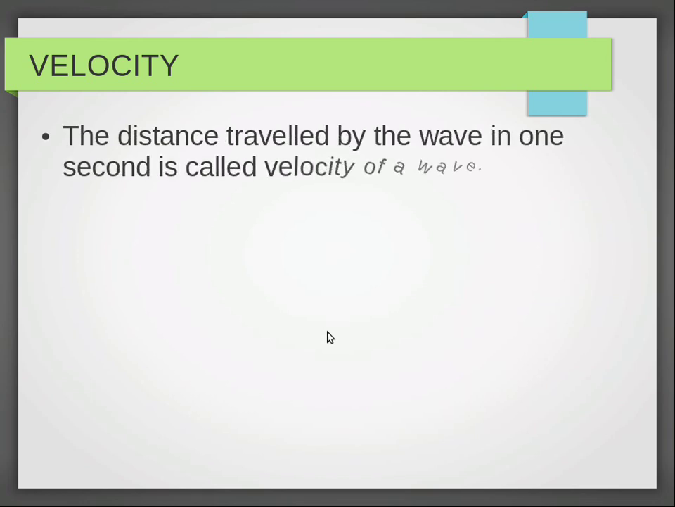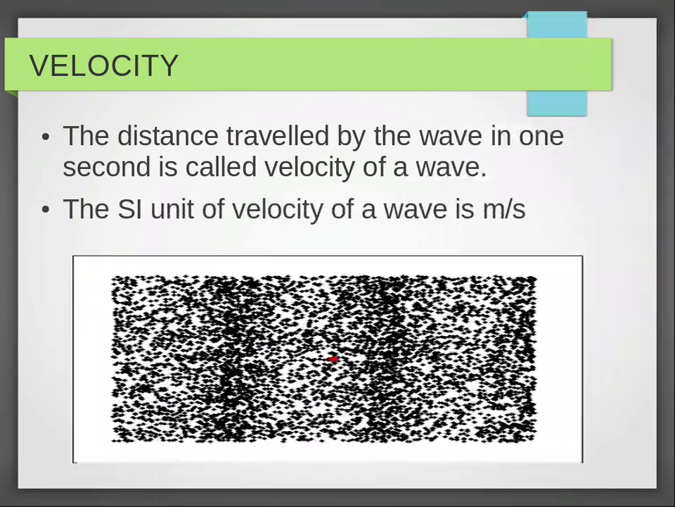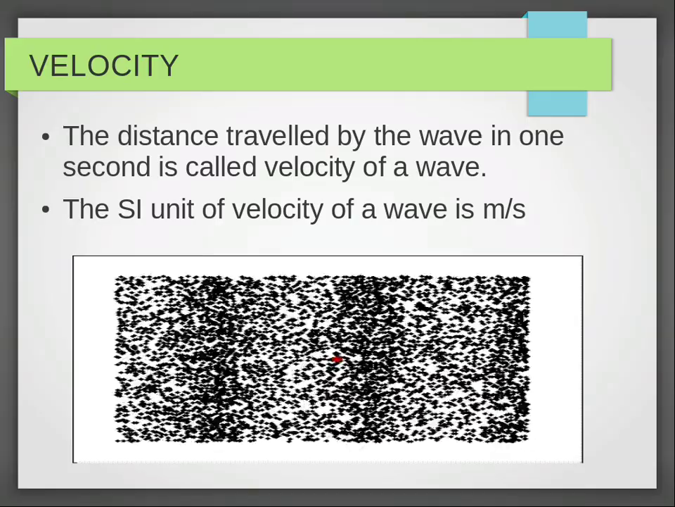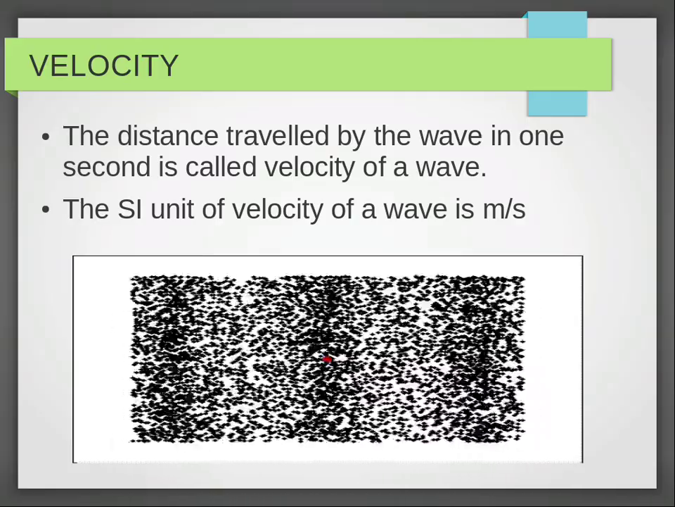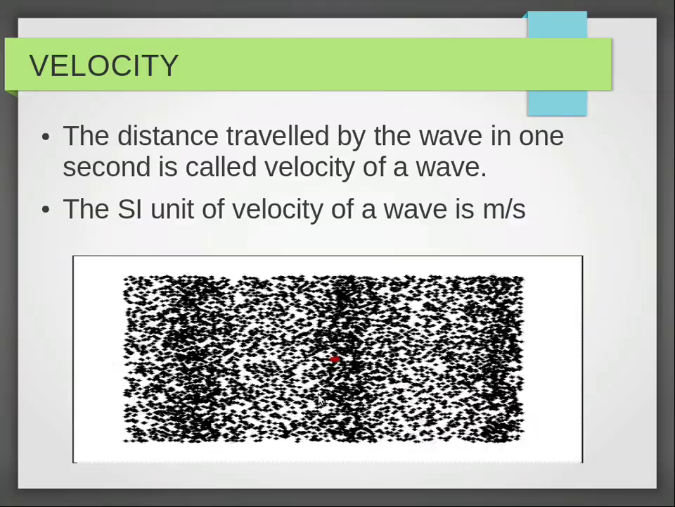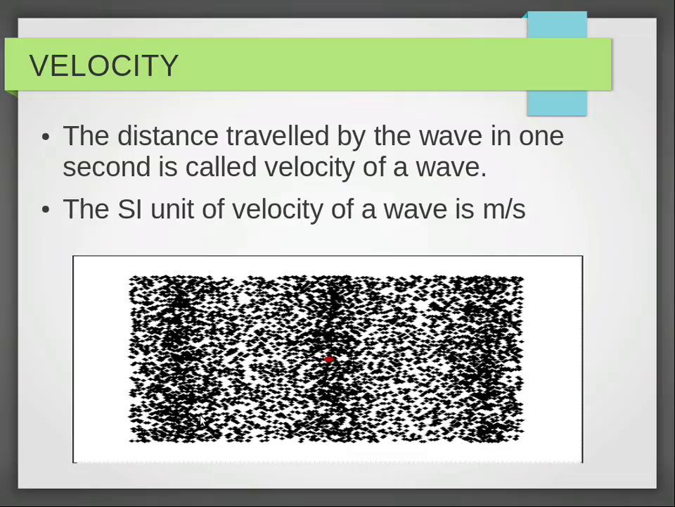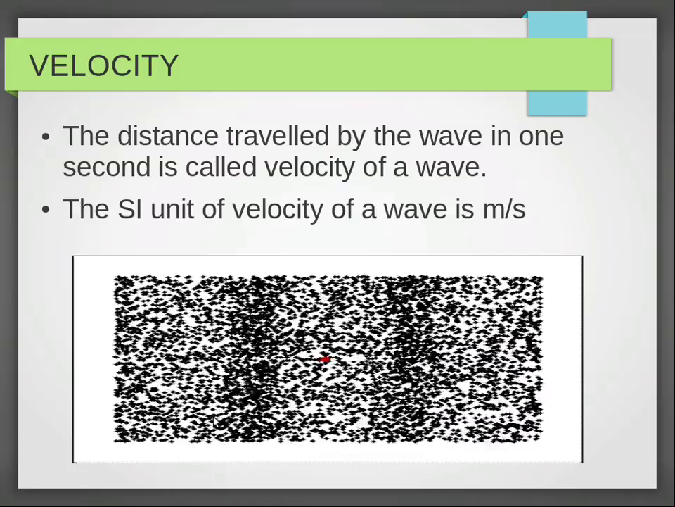The next characteristic of the wave is its velocity. The distance travelled by the wave in 1 second is called the velocity of a wave. As it is velocity, the SI unit of velocity will be meter per second. In the given figure, we can see a wave propagating. The distance travelled by the wave in 1 second is called its velocity.